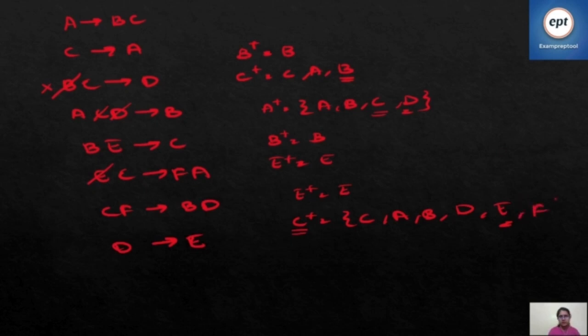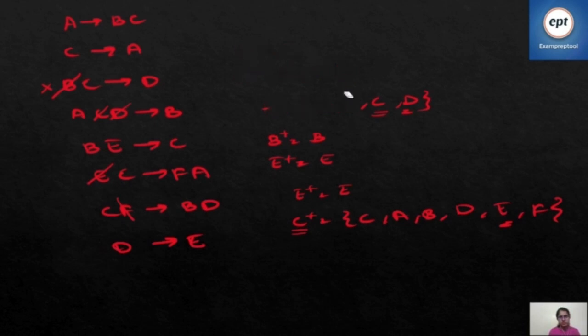From this closure we can derive F also. So that's why here F is the extra attribute. So we will cancel this. And from D, can we derive E directly? From D we can derive, okay, so this we will not check because D doesn't have any extra attribute. So let's write the optimized one.